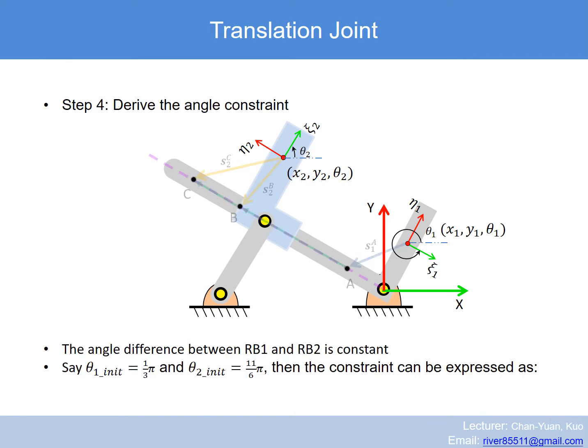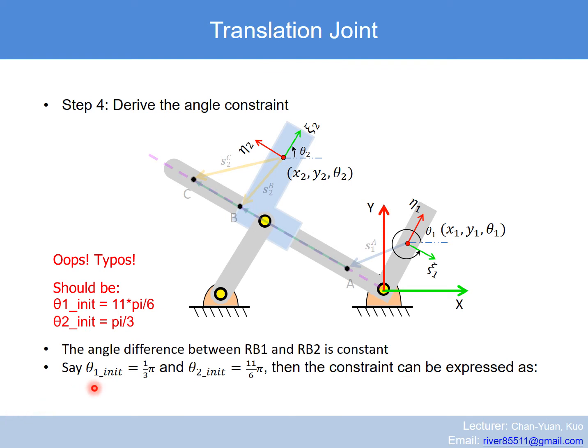Last, for the angle constraint, since rigid body 2 is translating on rigid body 1, this means rigid body 2 will not have relative rotation with respect to rigid body 1. In other words, the angle difference between these two rigid bodies will always be a constant. Or, to be more specific, will always be the angle difference between the local coordinates of these two rigid bodies before the mechanism starts to move.